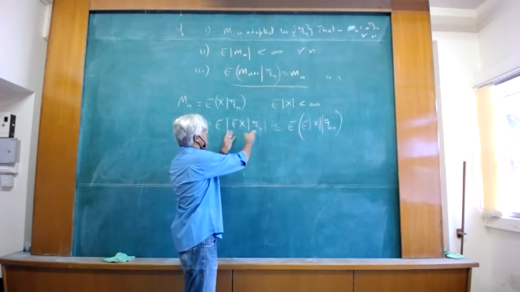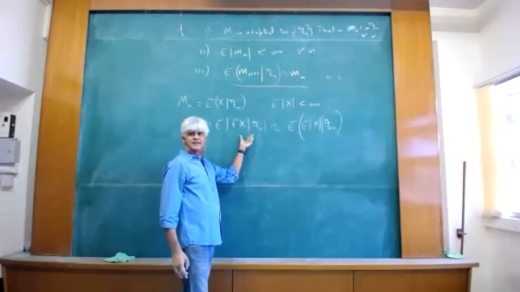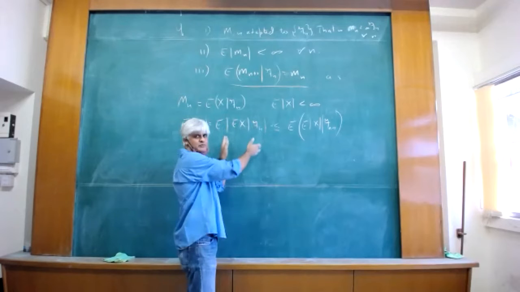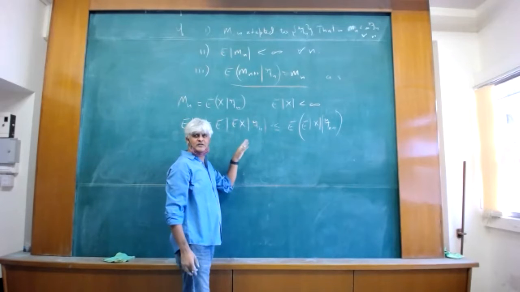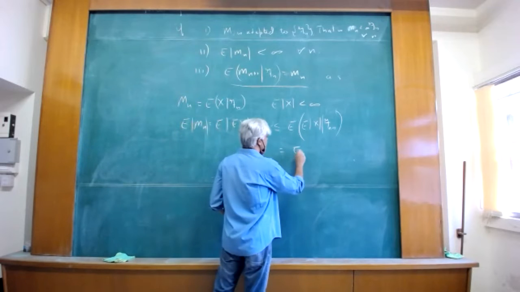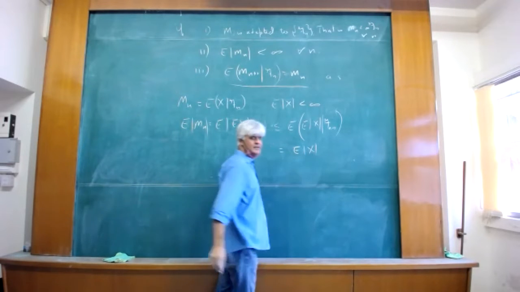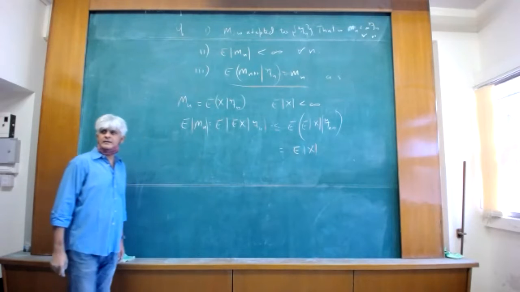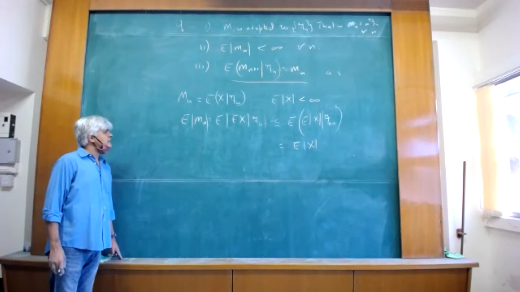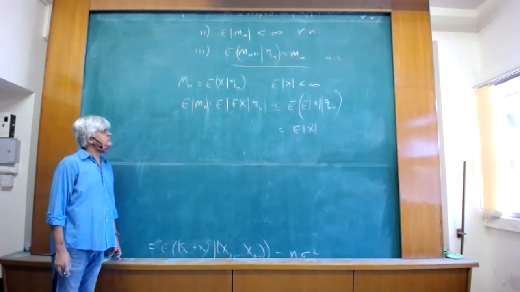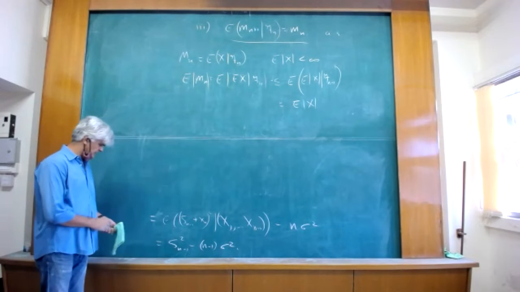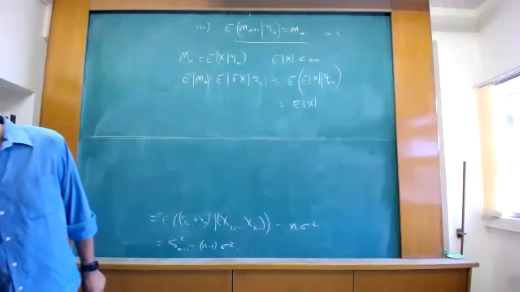Right, this absolute value we can take inside. So the absolute value of E of X given Fn is dominated by E of absolute value of X given Fn. Then you take the expected value of that. So this is from Jensen's. Right. Good.